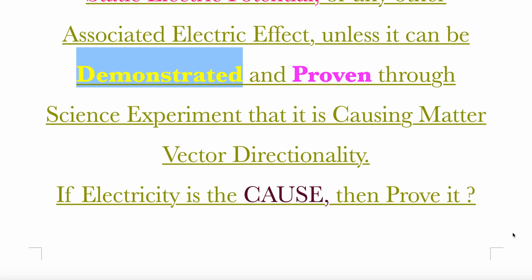The proponents of this, I understand why they like the idea, but they're not proving it. You're not proving what you're saying. That's the problem. You have to prove these things. We are proving with science experiment that relative density equilibrium, sometimes called disequilibrium, or Rayleigh gravitation, is what causes the vector directionality of matter.